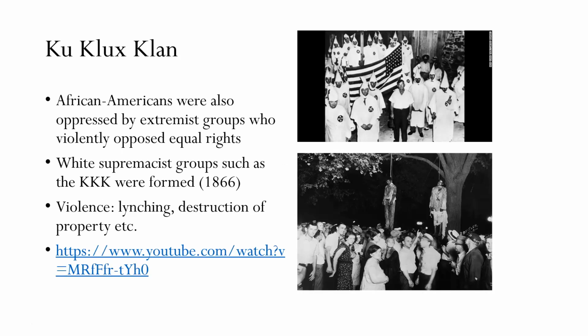Around this time as well, the Ku Klux Klan arose, whose primary goal was to intimidate and terrorize African Americans, colored people, and also people who supported giving rights to African Americans and colored people, intimidating them to back down. And they were highly organized, very powerful, very influential, even at a governmental level. And you can see that the bottom photo is a really famous photo of a lynching.